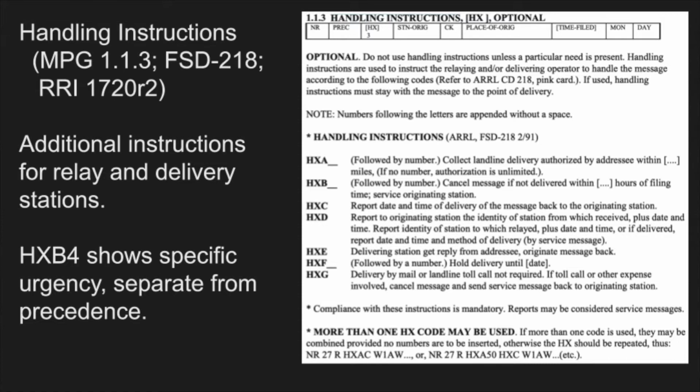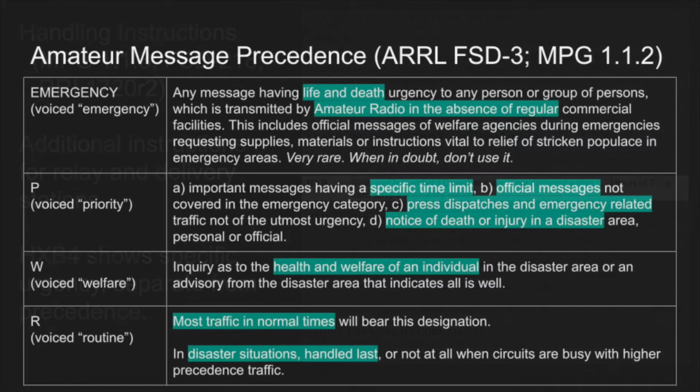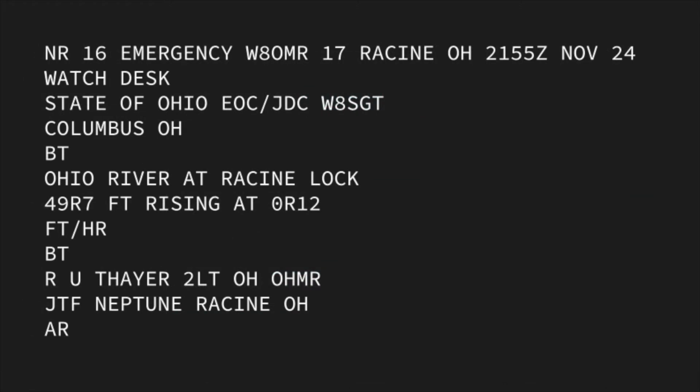There are many handling instructions, but there's only one that we're going to cover in this example. We can see handling instructions Bravo 4 means to deliver the message in no more than 4 hours. If delivery cannot be made in that time, the message is to be canceled and a service message goes back to the originator. Our top category in amateur procedure is emergency. This is for life or death messaging being handled in the absence of normal circuits.